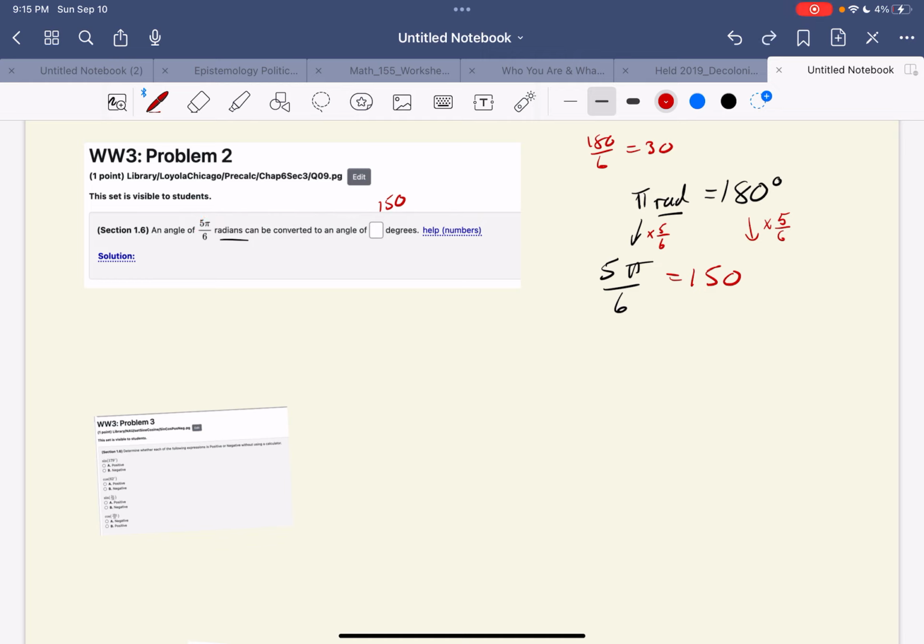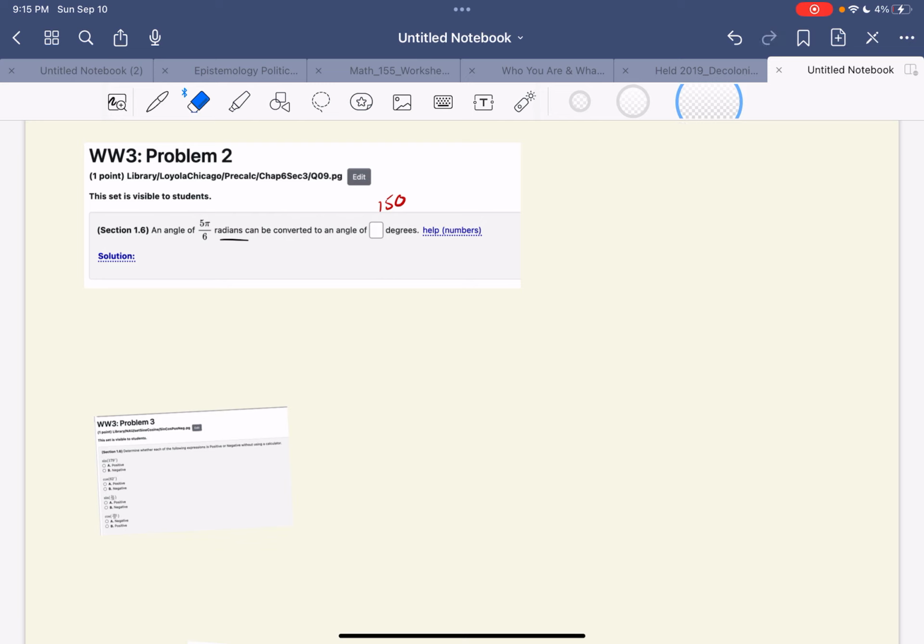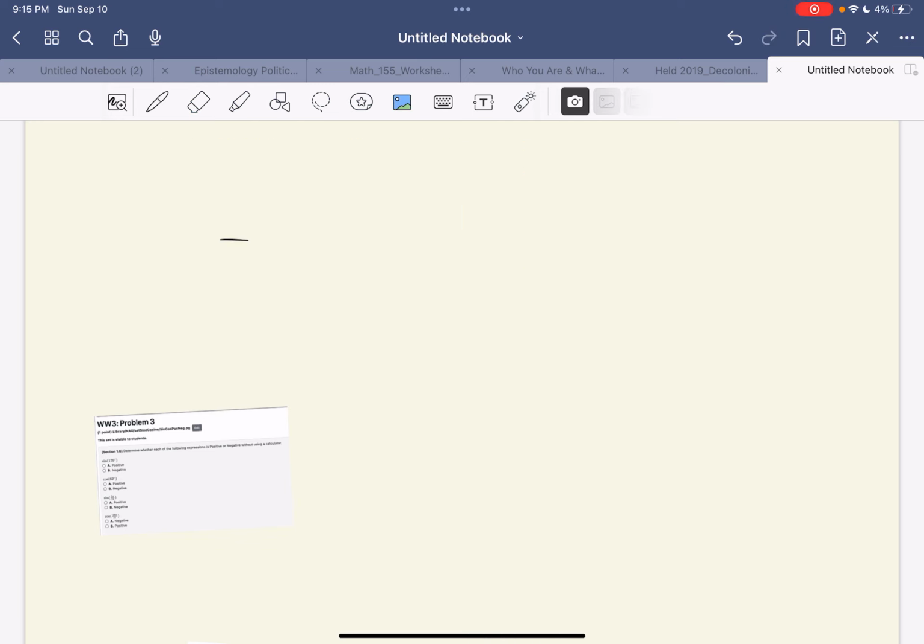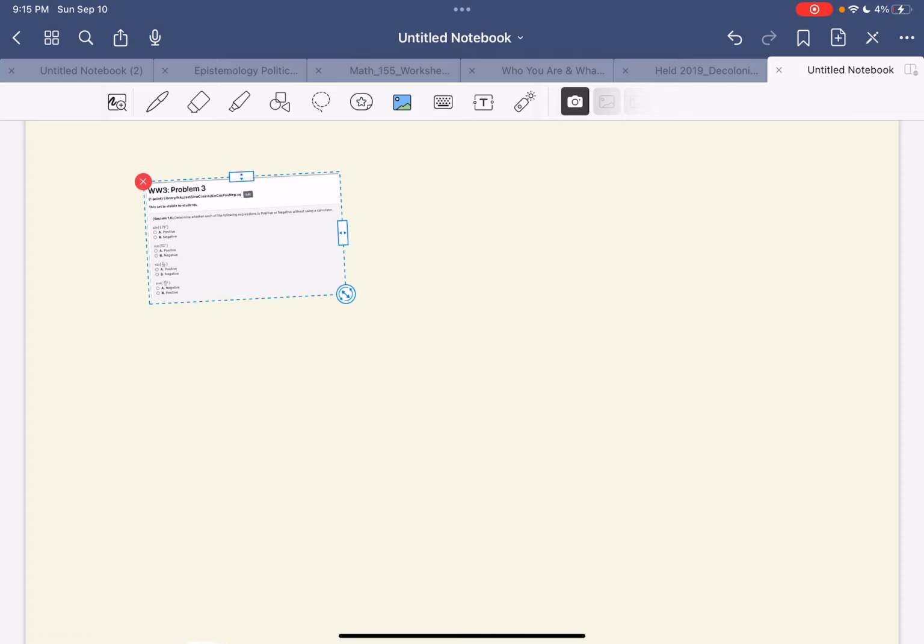So, all right. That's just unit conversion. And that's all I really got to say about that. Let's go ahead and kill this thing. Boom. Let's look at this one.